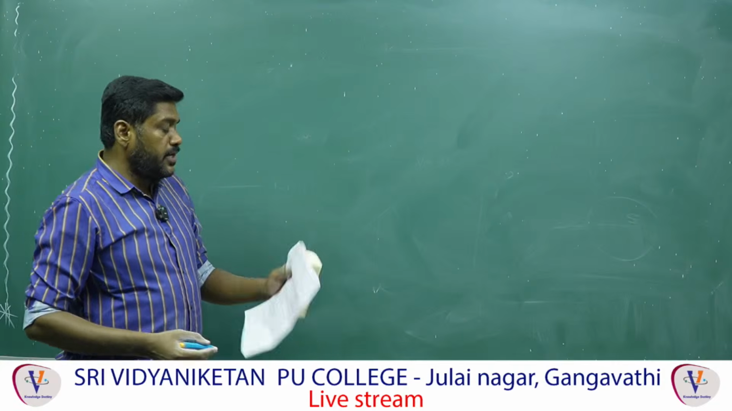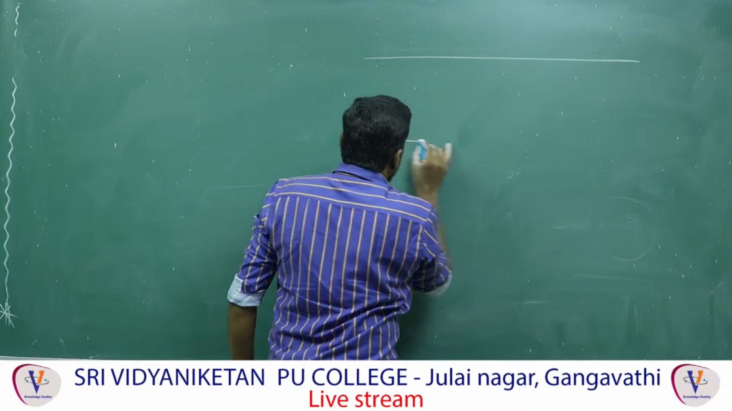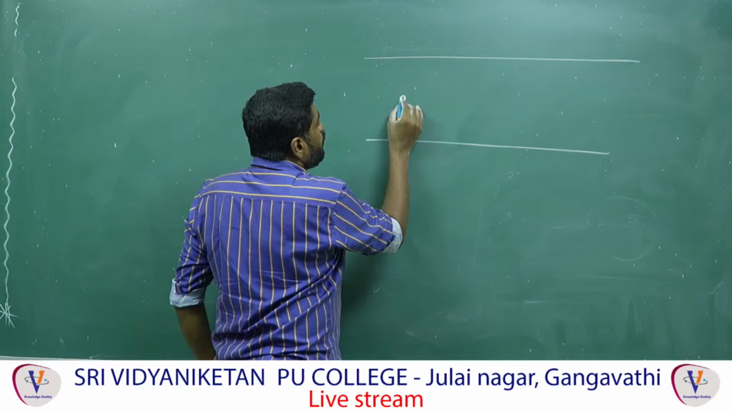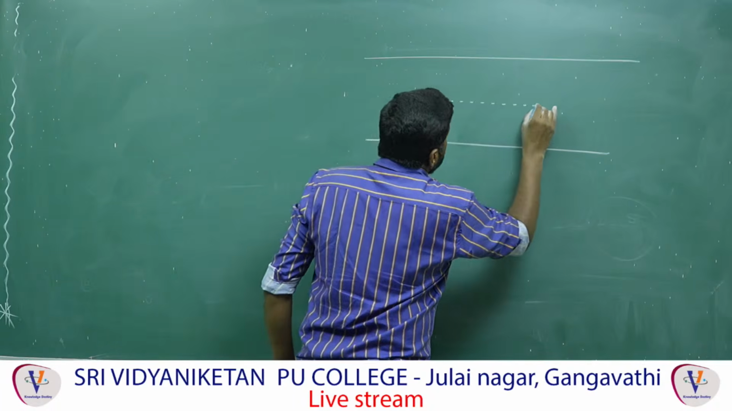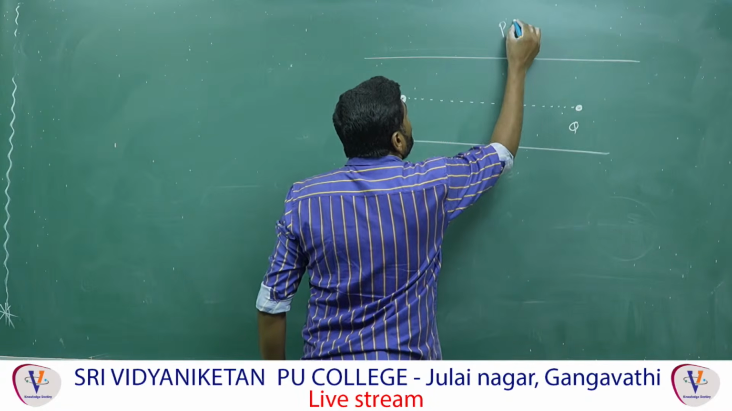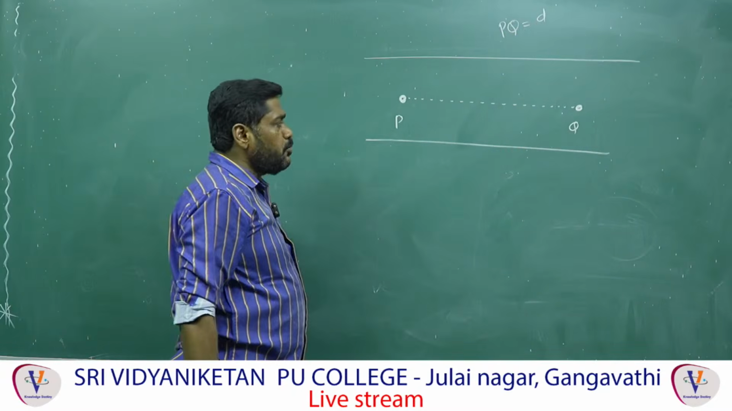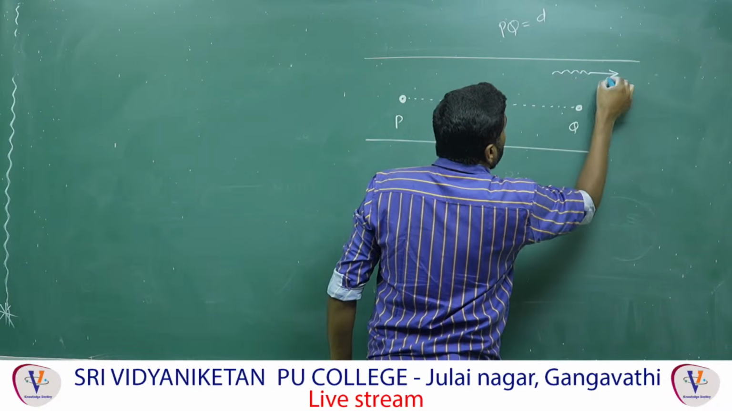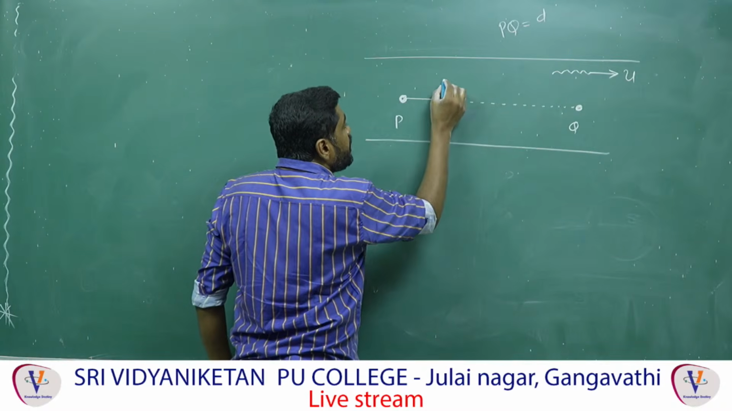for example, this is a river. The first point, for example, P you take, and the distance between them, PQ, I will take as D, or you can take X also, no problem. Now this is the river speed, the river is flowing with speed U, and the boat is starting with uniform velocity V.